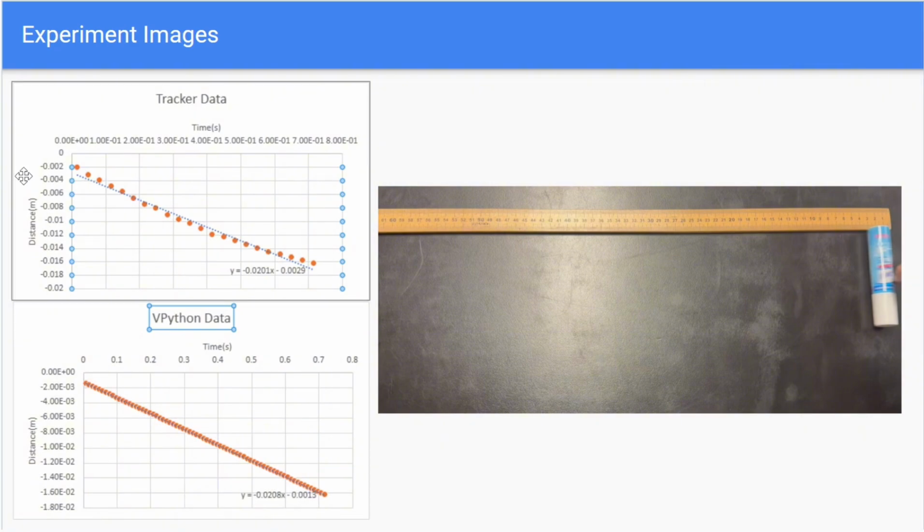Here are some images of the experiment as we did it. You can see the Tracker data on the top and the VPython data, as well as the slope of each of these. And you can see a picture of how we set up the object and the rulers that we could push it.